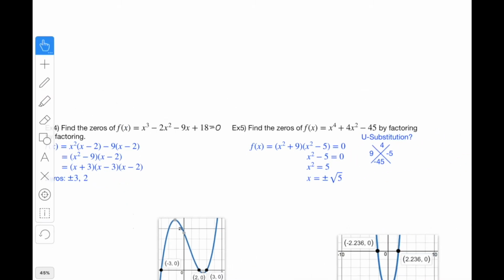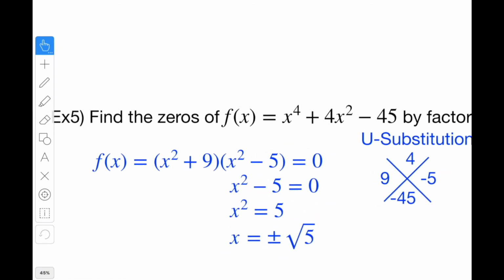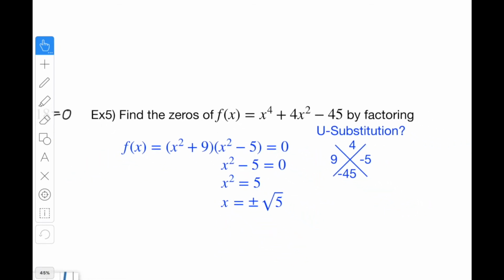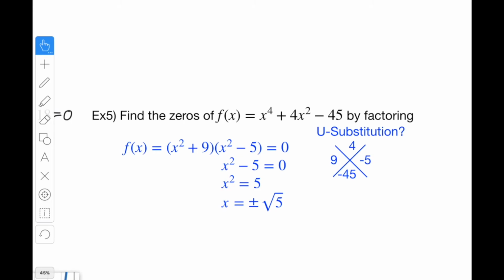All right, let's do another example. Example 5. Find the zeros of f of x equals x to the fourth plus 4x squared minus 45 by factoring. If you wanted to, you could do a u substitution, where u equals x squared, so that u squared would equal x to the fourth. Regardless, you'd have to factor it. You'd put the middle term here for the negative 45, and you can see that 9 and negative 5 are what you would need here.